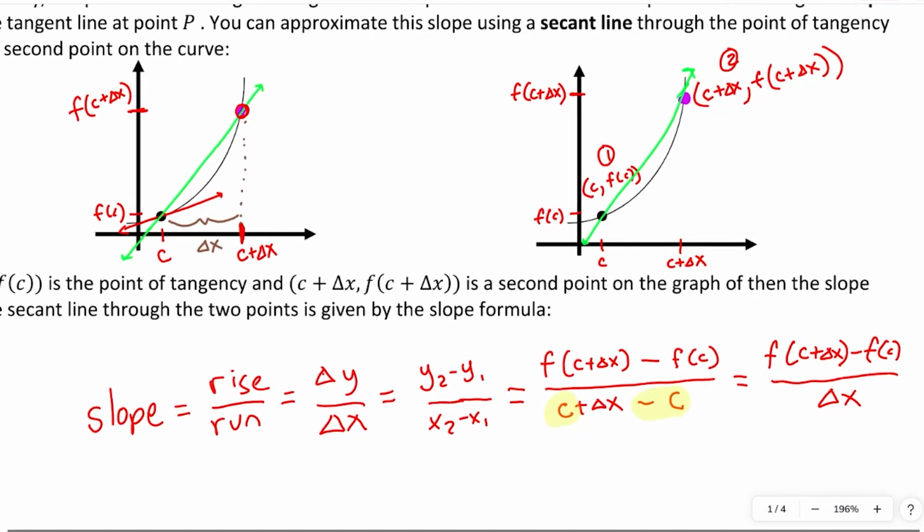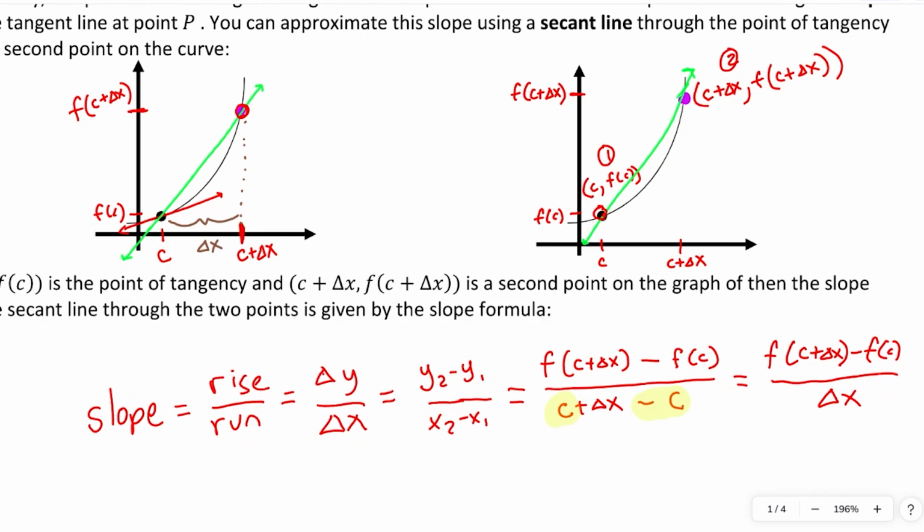This formula is really just the slope formula, but written in terms of a single point c, and also in terms of delta x. Really, that's just the change, how far away the c value is from the x value of the second point. So we could calculate the slope. We don't have any numbers here, so we're just going to leave it at that.